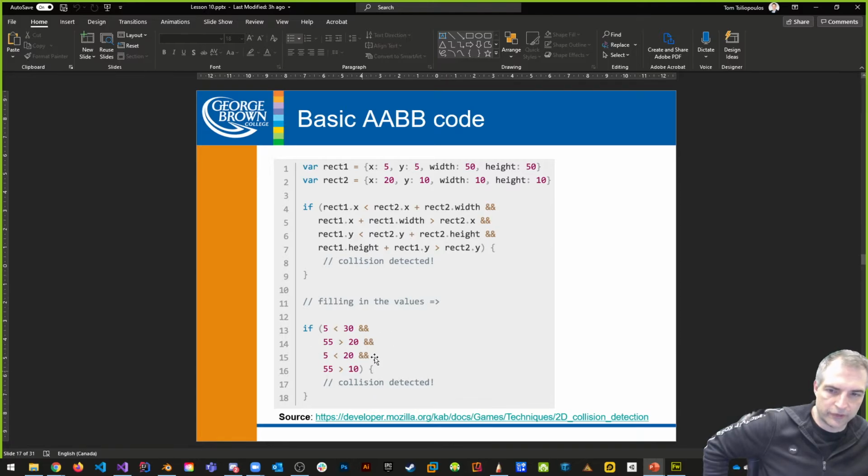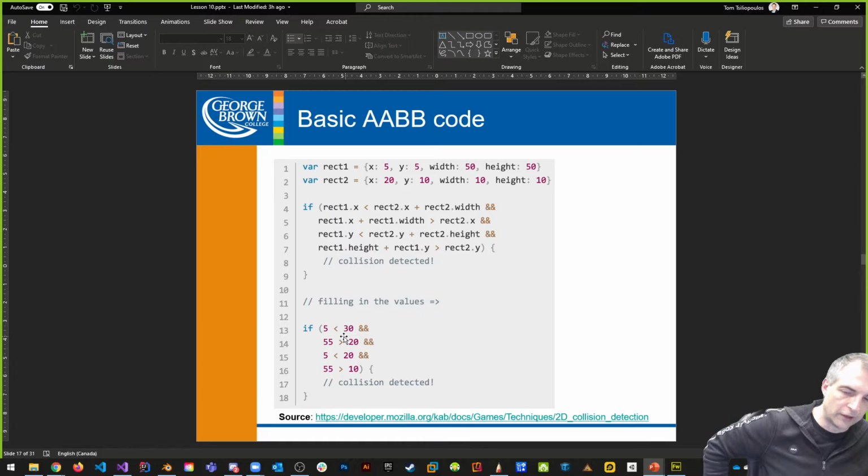And here they've just filled in the values. These are just variables, and when we fill in the values, you can clearly see that 5 is less than 30. Check. We know that 55 is greater than 20. Check. 5 is less than 20. Check. And 55 is greater than 10. Check. All of these match, and therefore a collision is detected.